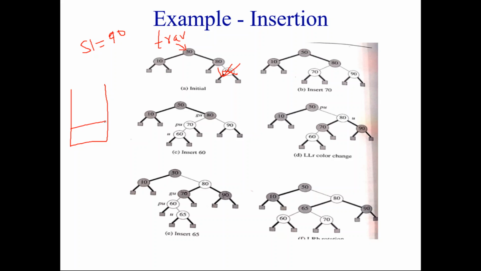Traverse is pointing to node 50. So a pointer to node 50 will be pushed into the stack. Then traverse will point to traverse arrow right. So now traverse is not pointing here, it is pointing to 80. Again you check whether S1 is equal to traverse key. No, traverse key is 80 and S1 is 90, it's not equal.